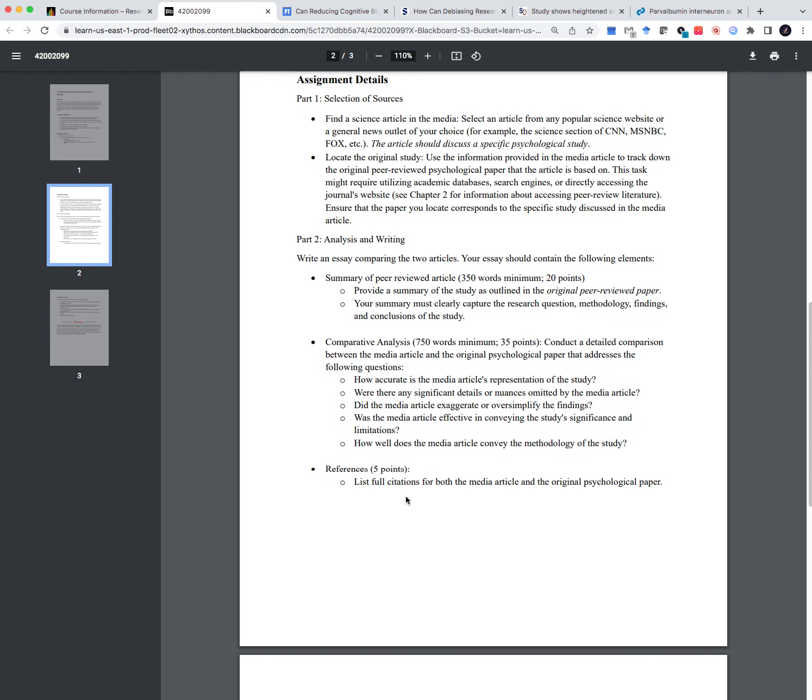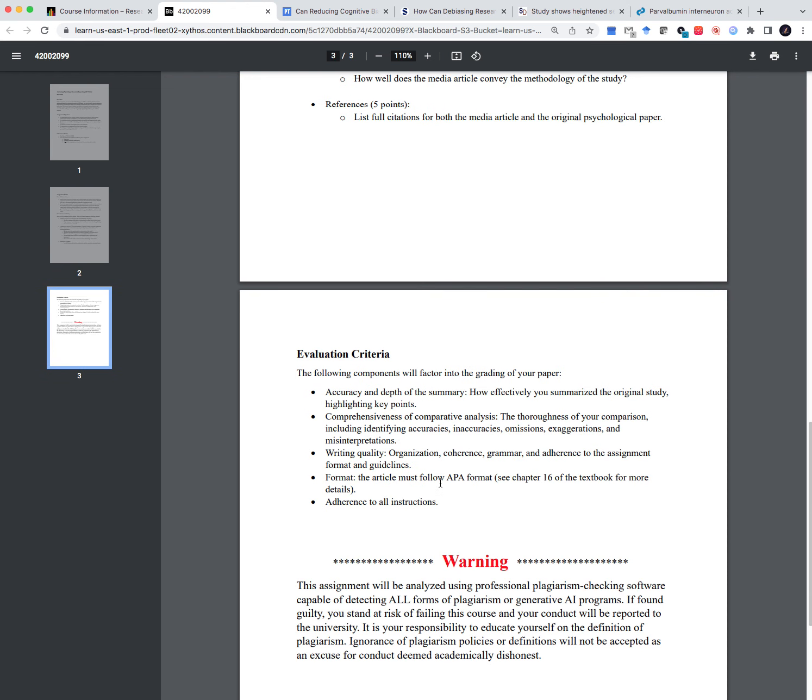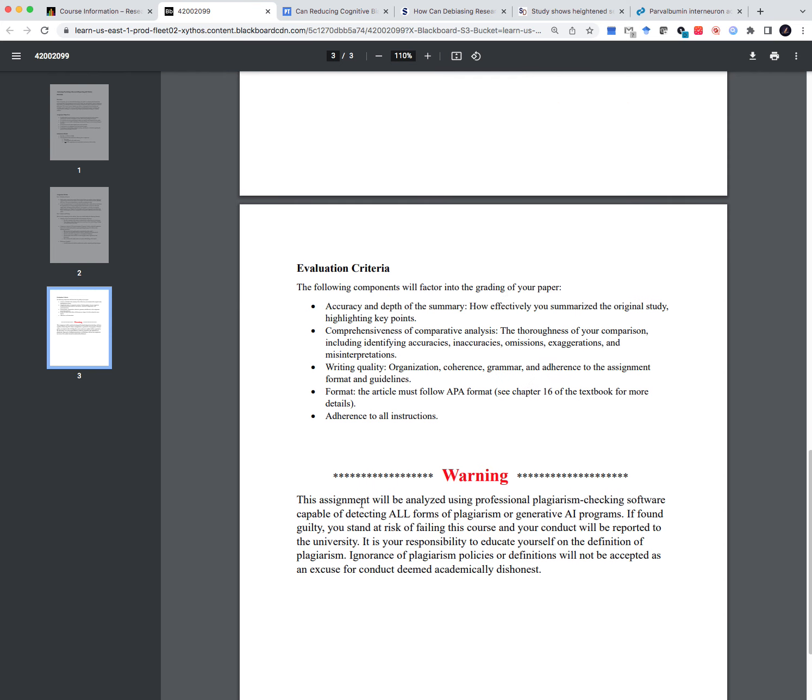All right. And finally, references of both papers. This is the evaluation criteria. You can read this on your own. And a warning about plagiarism. Please do not plagiarize this assignment.